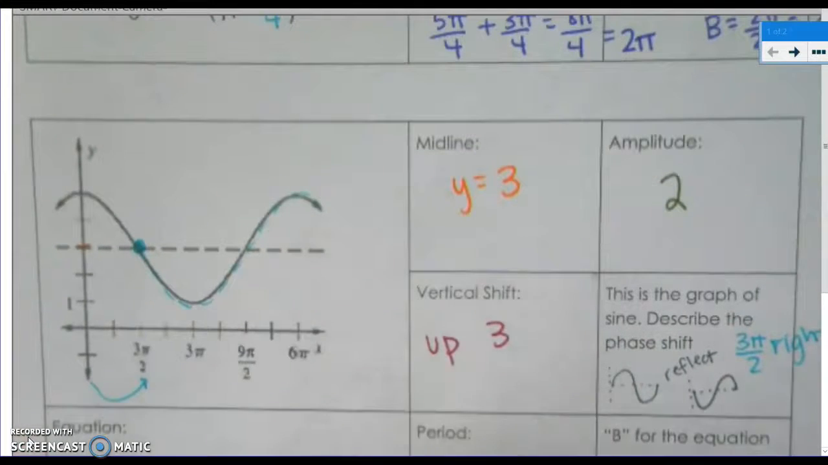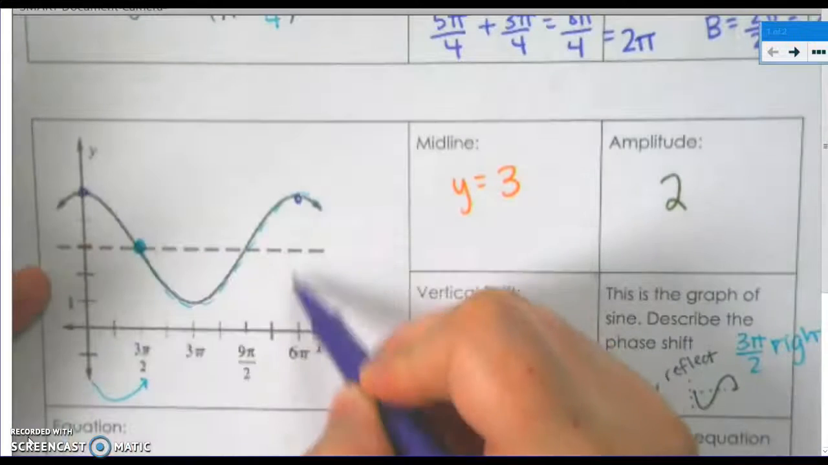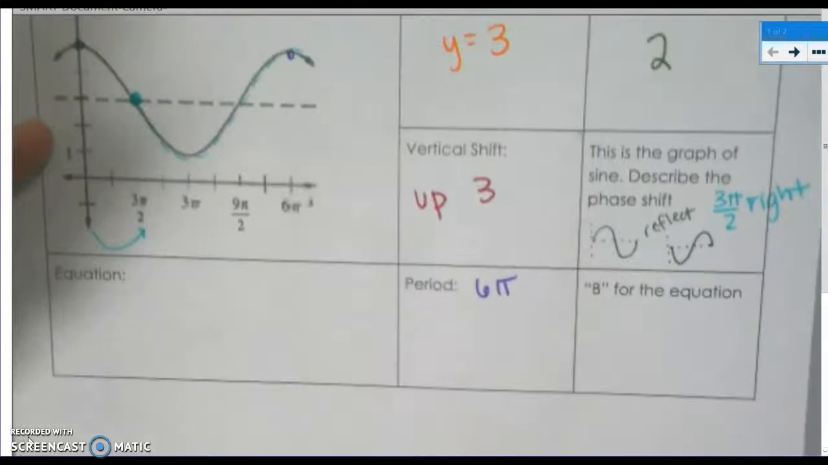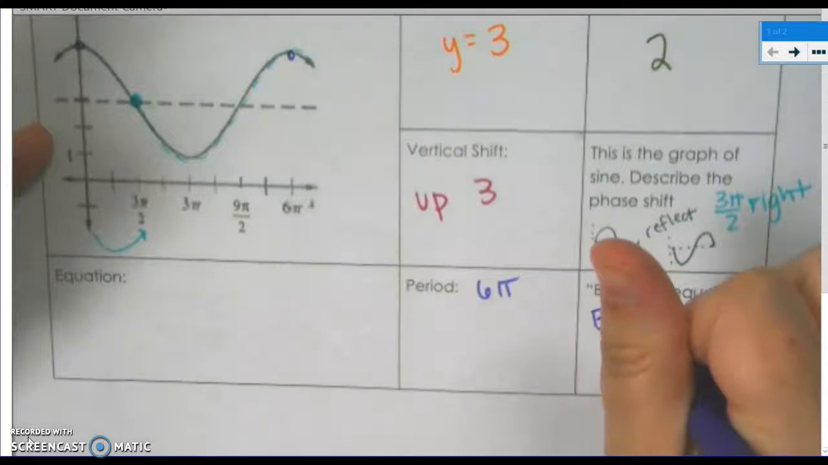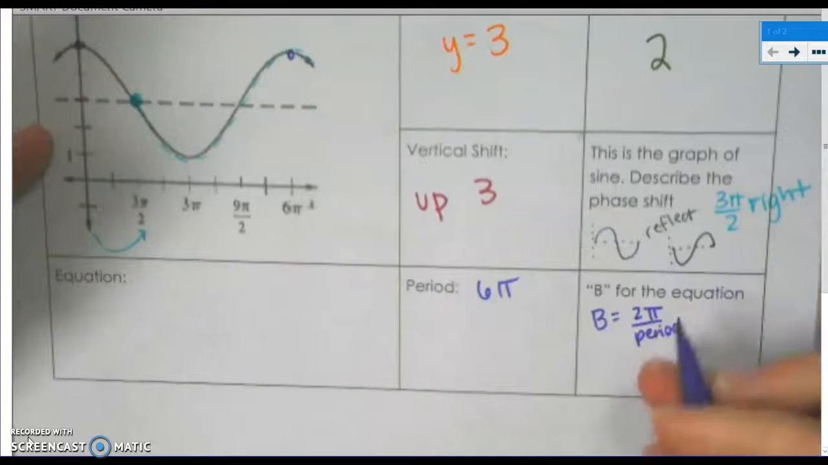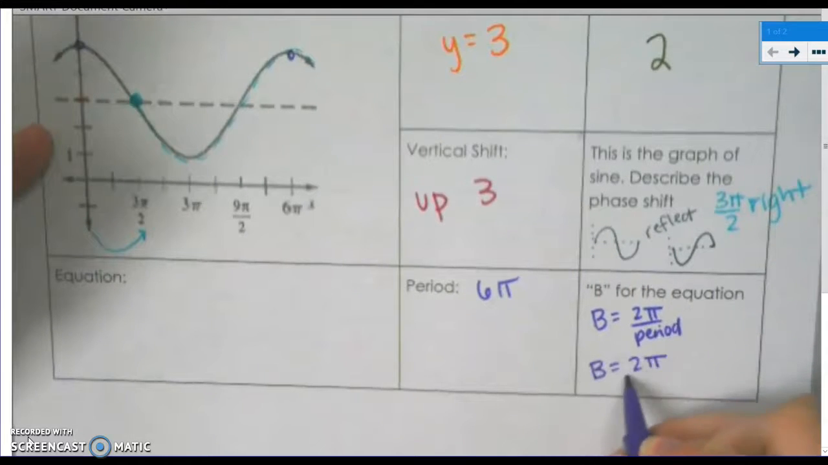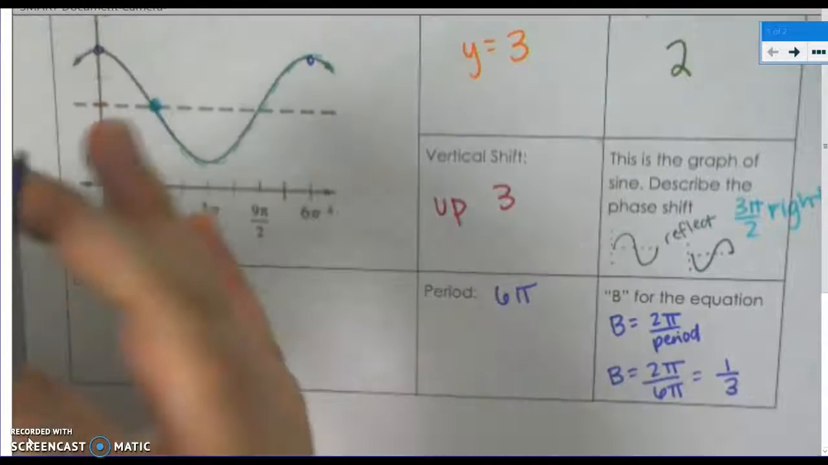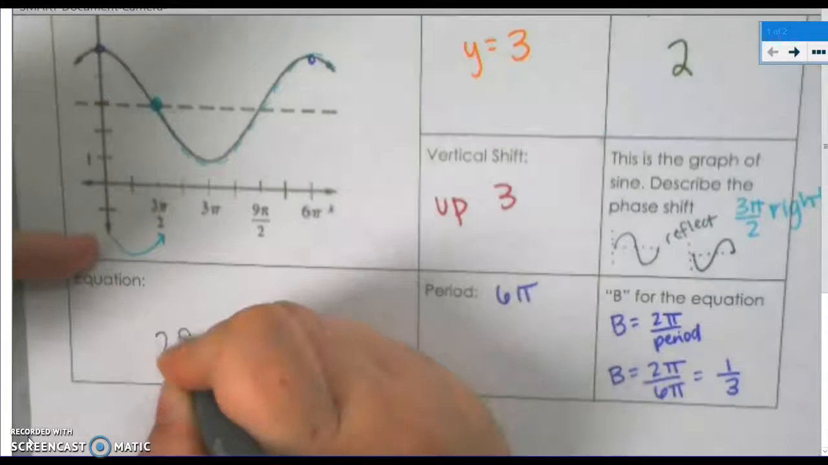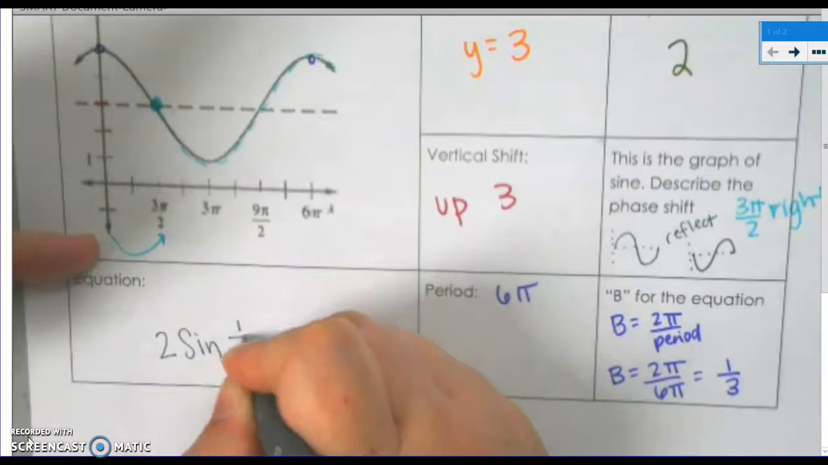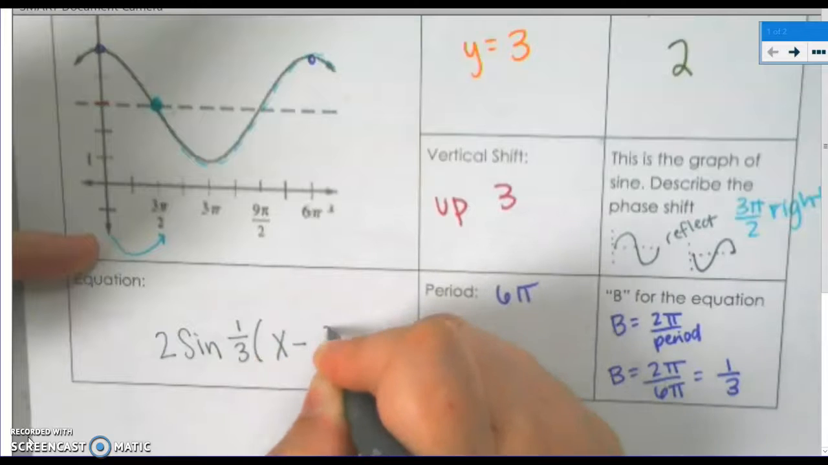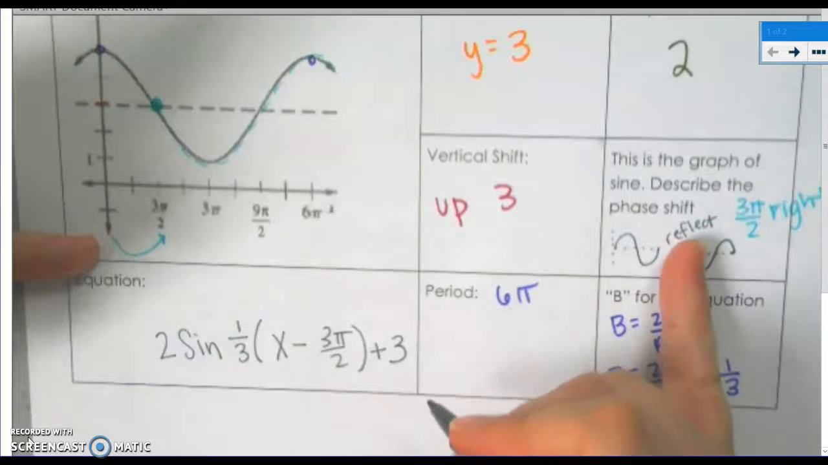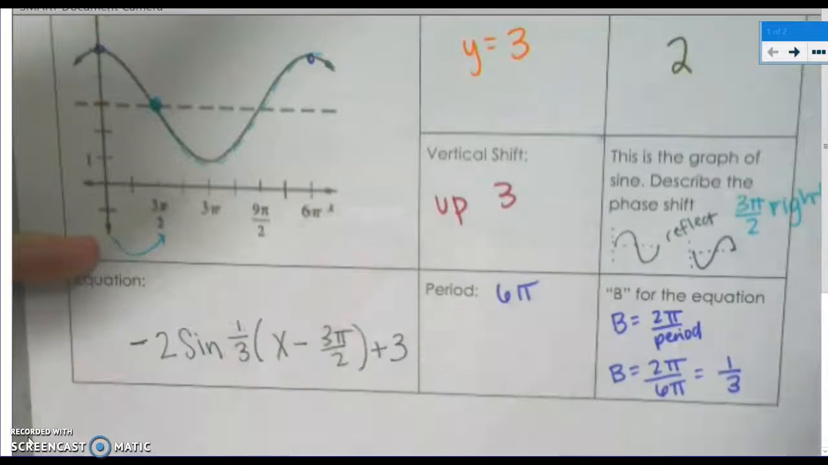All right, the period is 6 pi. So B equals 2 pi over the period. Plug in 6 pi. So that reduces to 1 over 3. So my equation, 2 sine 1/3 x minus 3 pi over 2 plus 3. And because I did this reflection, I will have to put a negative in front.